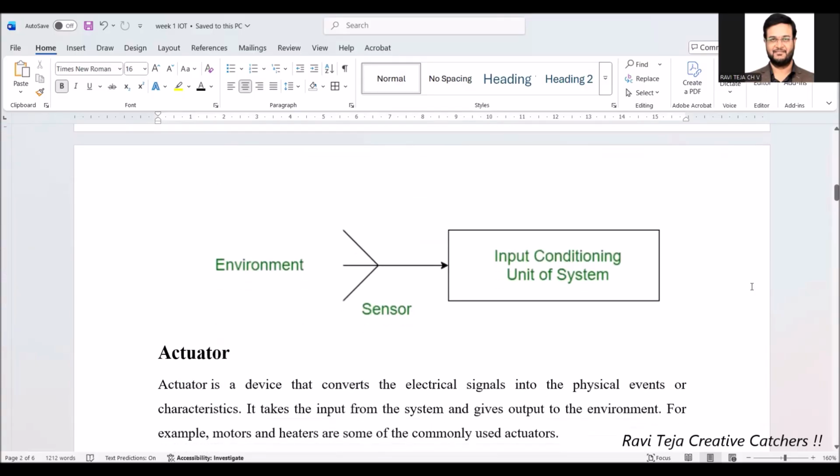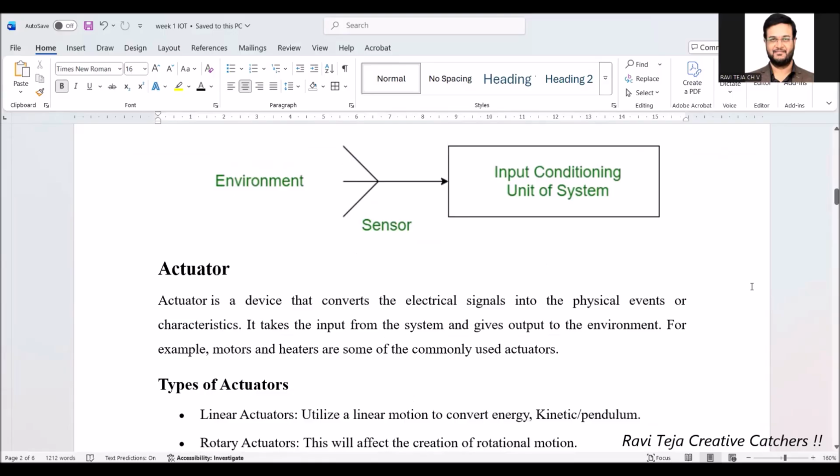Next, coming to the actuators. An actuator is a device that converts electrical signals into physical events. Okay, so the actuator, we can say, satisfies the output parameters or the output devices of a particular IoT device. It takes an input from the systems and gives the output to the environment. For example, we can consider motors and heaters as some of the commonly used actuators. All these things which help us to produce the output, or which act as an output, will be considered as an actuator.